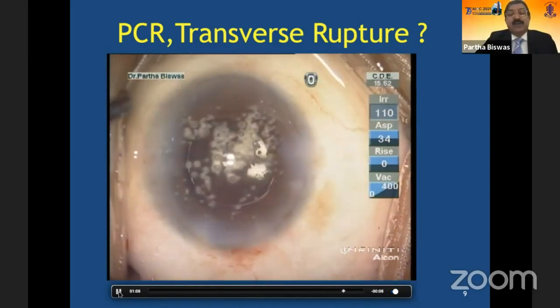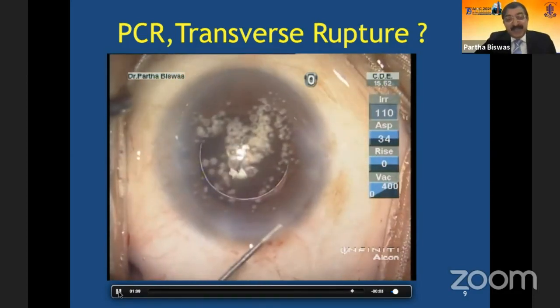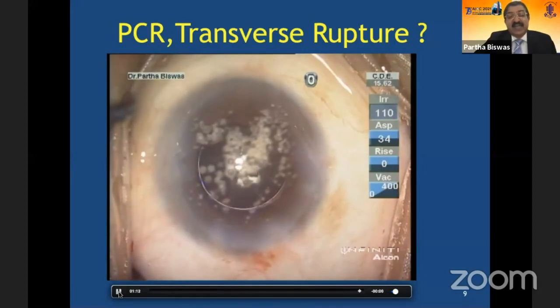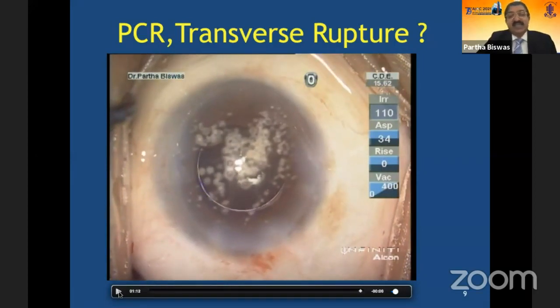And of course, I have a huge number of posterior capsular rupture videos in different situations, in different techniques. But I think with the constraint of time, we'll just end it at this.